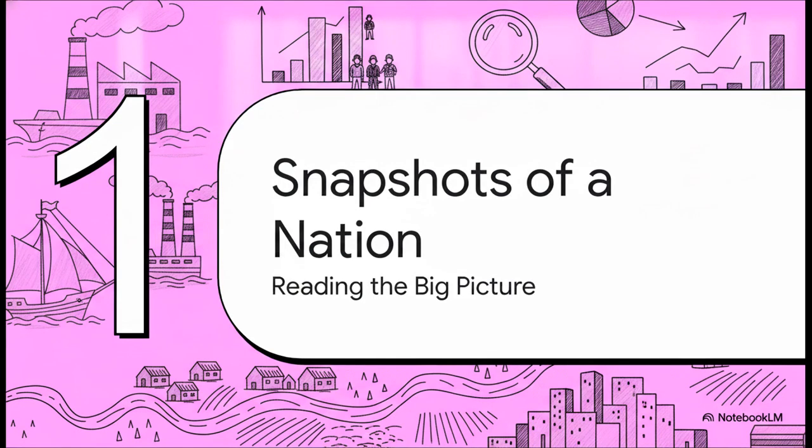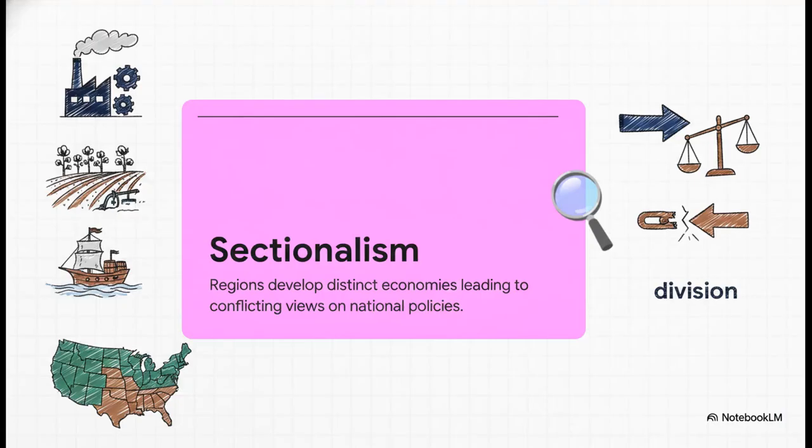All right, Section 1, Snapshots of a Nation, Reading the Big Picture. I want you to think of economic charts not as boring math, but as vivid snapshots. Every single number and percentage is a vital clue about how real people lived, worked, and fought for what they believed in. Which brings us to sectionalism. This is what happens when different regions of a country develop totally distinct economies, leading directly to conflicting views on national policies, things like trade, slavery, and government power. It's the undeniable root cause of why the early republic divided.